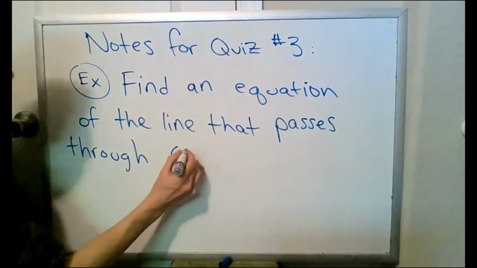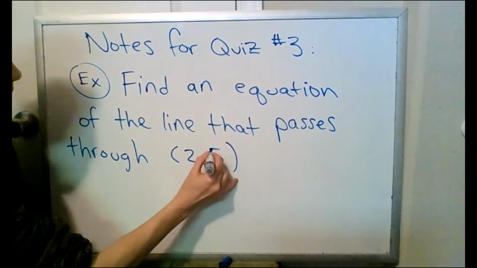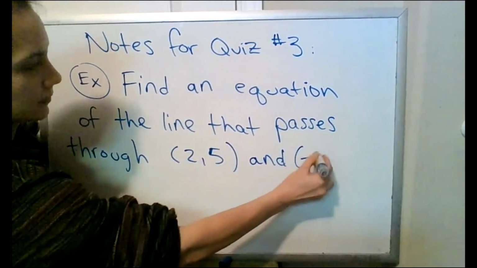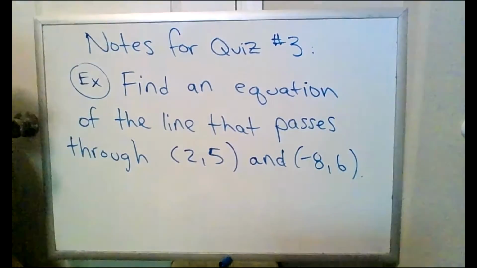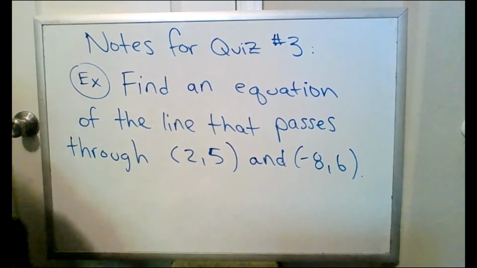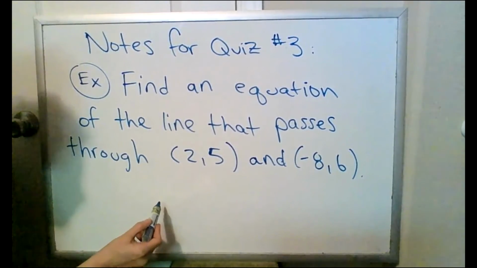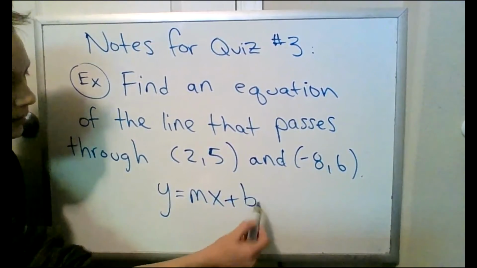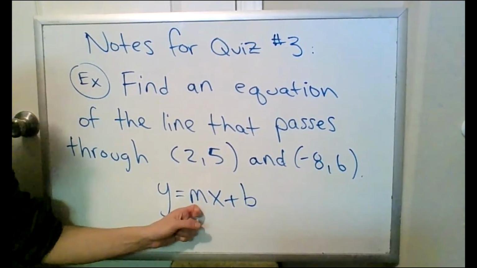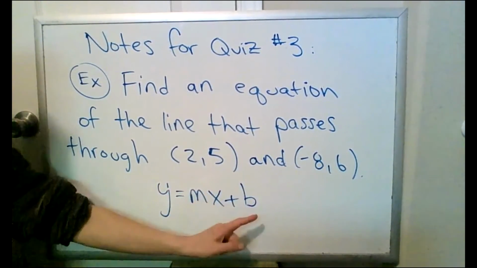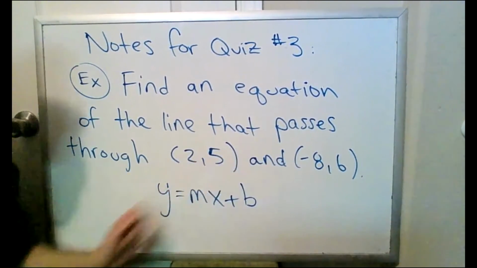First point is 2, 5. The other point is negative 8, 6. I like to use the general equation of y equals mx plus b. And then you find m, and then you still need to find b. And then you need to put that all together as y equals some number times x plus some other number, depending on the points that you're given.